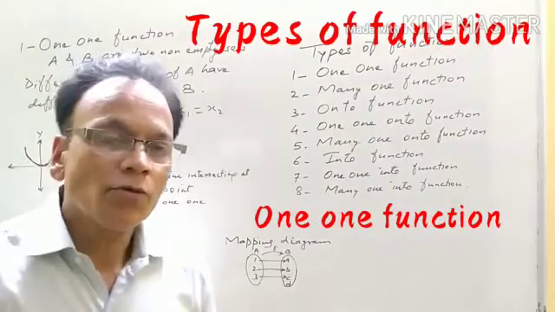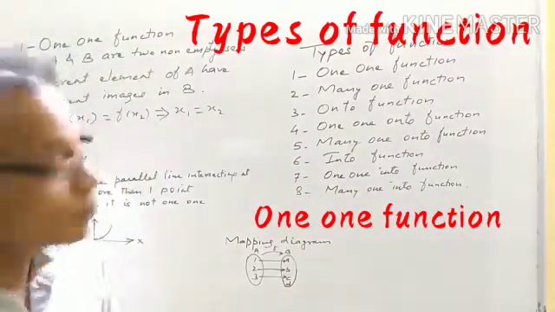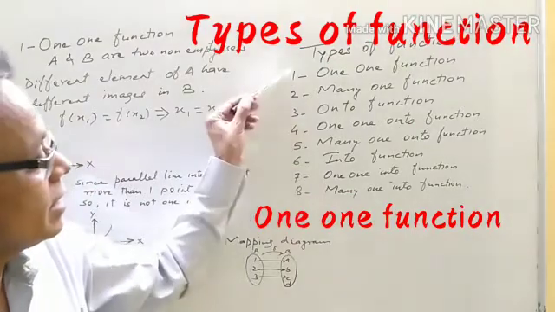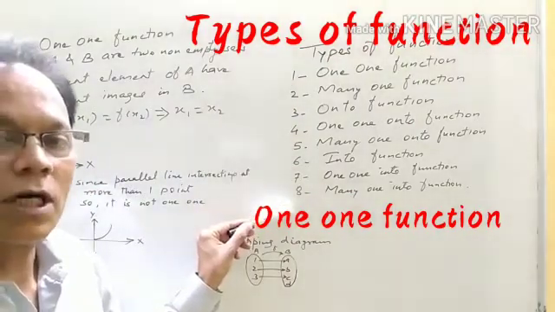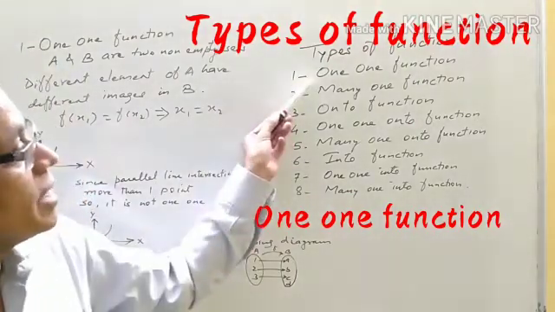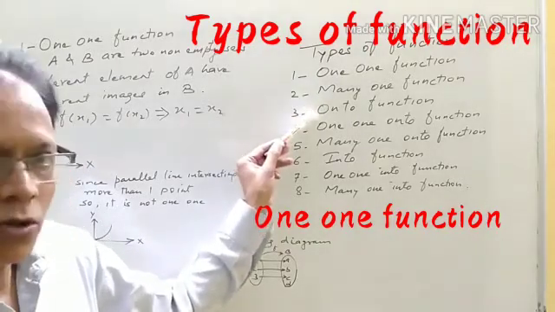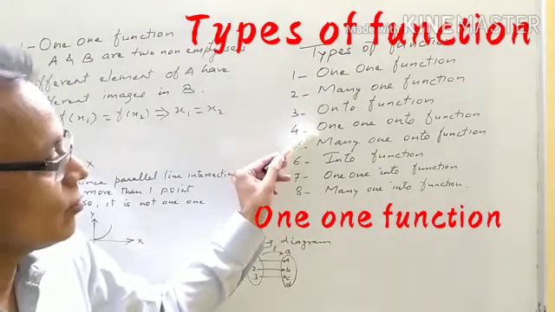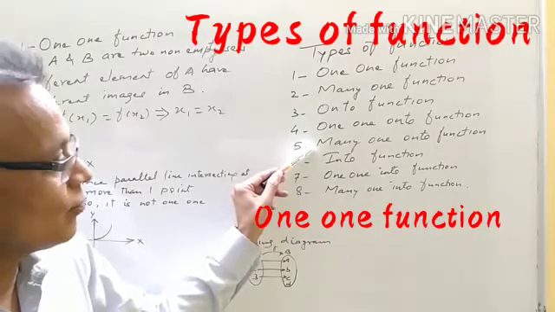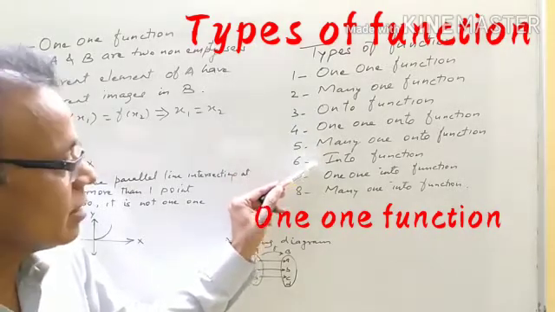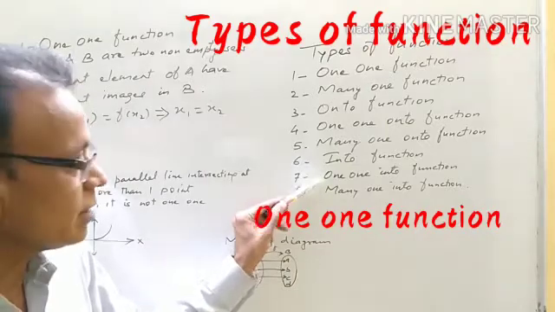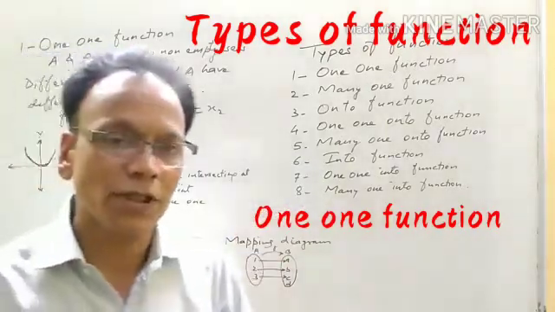Now we will talk about the types of functions. You can see the 8 types of functions I have already mentioned here. The first is one-one function, second is many-one function, then onto function, one-one onto function, many-one onto function, into function, one-one into function, and many-one into function.